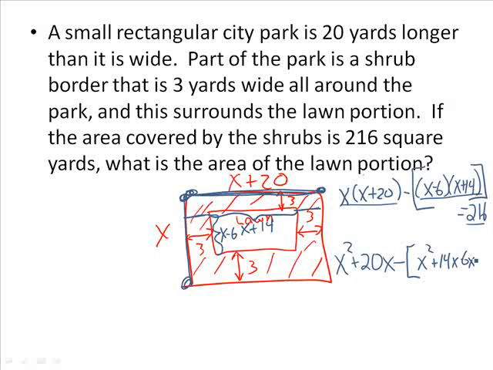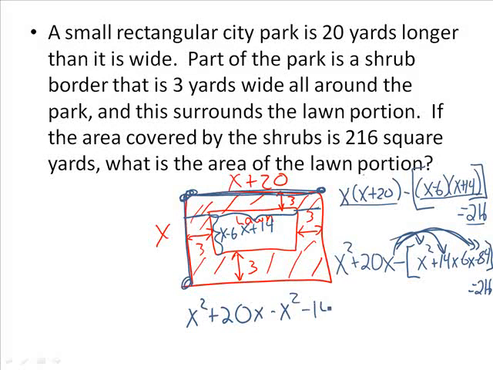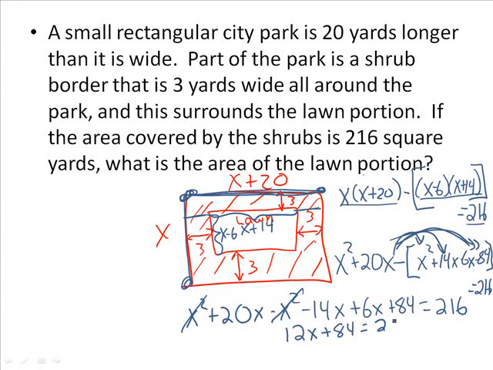We're still kind of strapped for room. 6 times 14 is 84. It's going to be subtraction, and all of that equals 216. I'm going to move down here to do a better job. So now I'm going to subtract. Everything changes sign in there. Minus x squared minus 14x plus 6x plus 84 all equals 216. Let's do some simplification. The x squareds cancel directly. 20x minus 14x plus 6x, that's 12x, plus 84 equals 216.